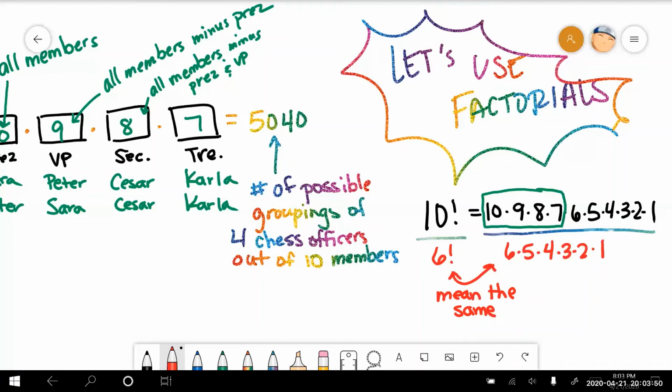And now I can cancel out 6, 5, 4, 3, 2, and 1, which was our goal, right? Because now we've got that leftover, we've got that 5,040.